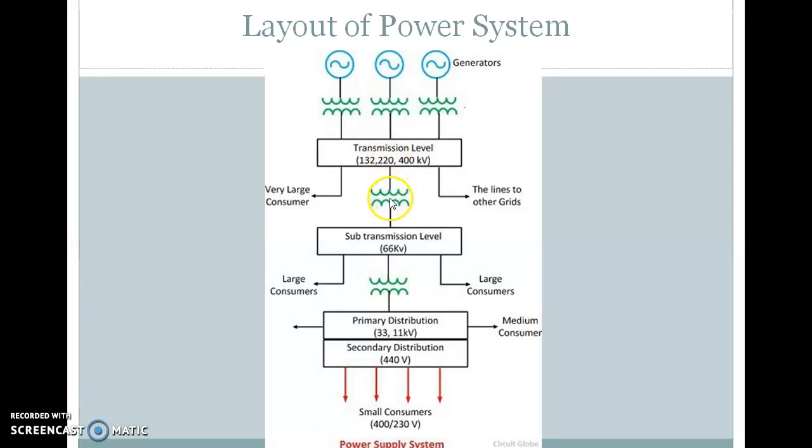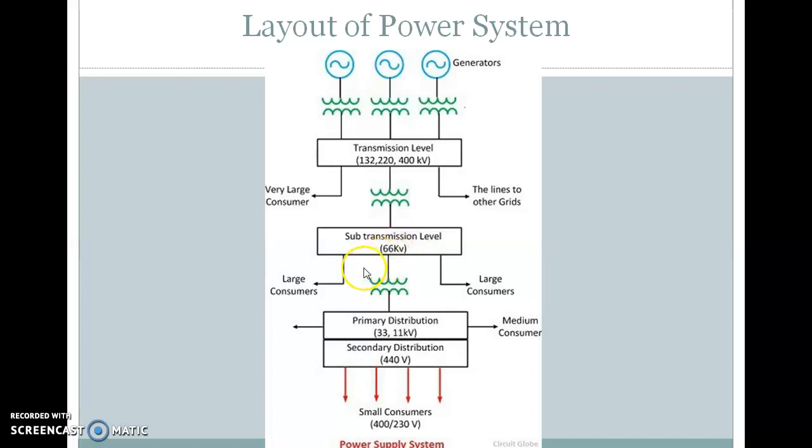Again, the second layer of transformer is there. It is a step down transformer. In this transformer, the higher voltage like 110, 220, 400 kV is reduced to the lower value of 66 kV. That range is known as the secondary transmission level or sub transmission level. Okay, both are the same, secondary or sub transmission level, 66 kV.